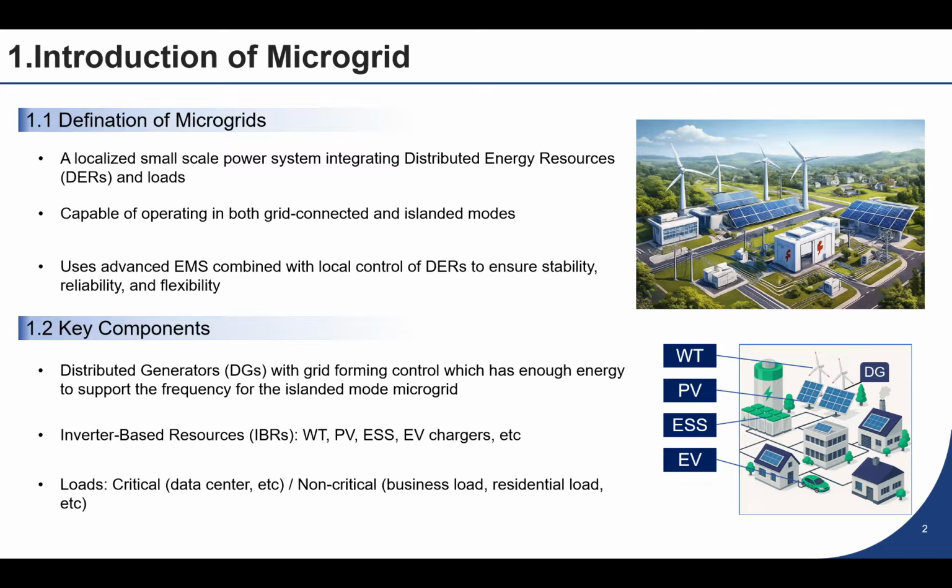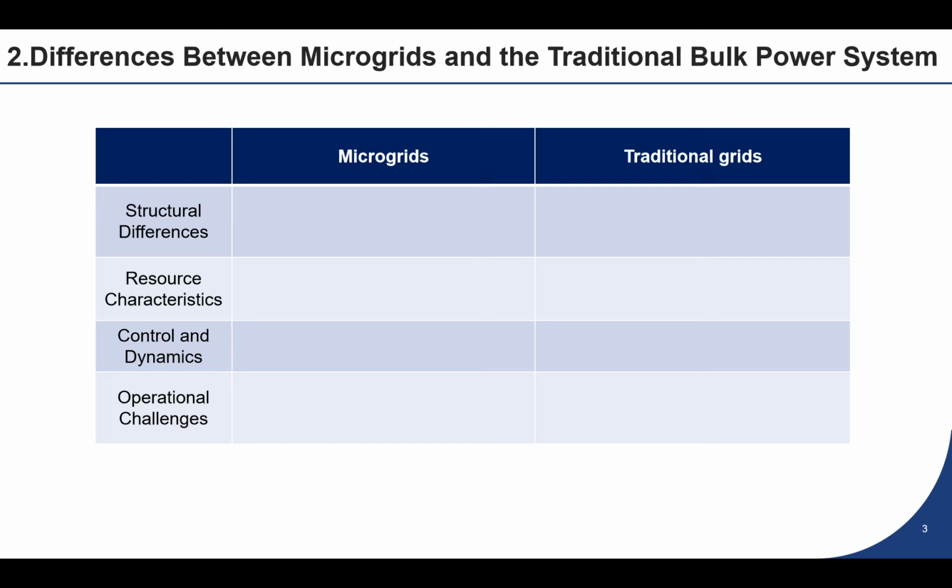Finally, microgrids supply both critical and non-critical loads. Critical loads, including data centers and hospitals, require uninterrupted power. Non-critical loads, including residential or commercial consumption, can be flexibly managed by demand response strategies in the EMS.